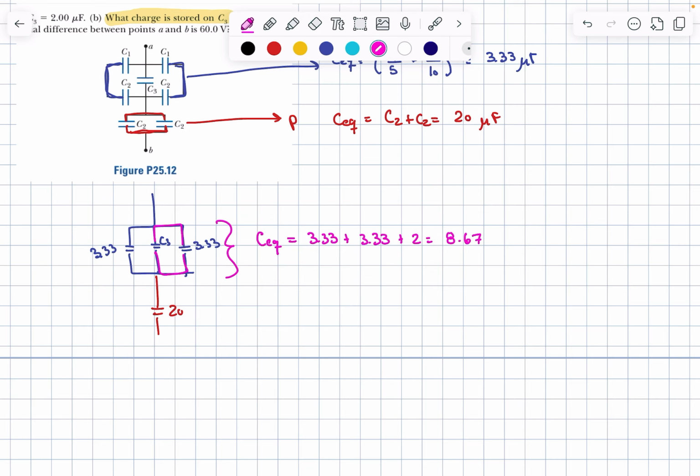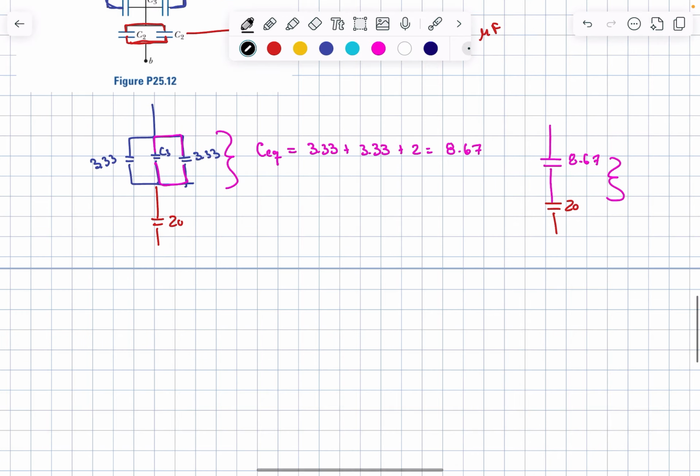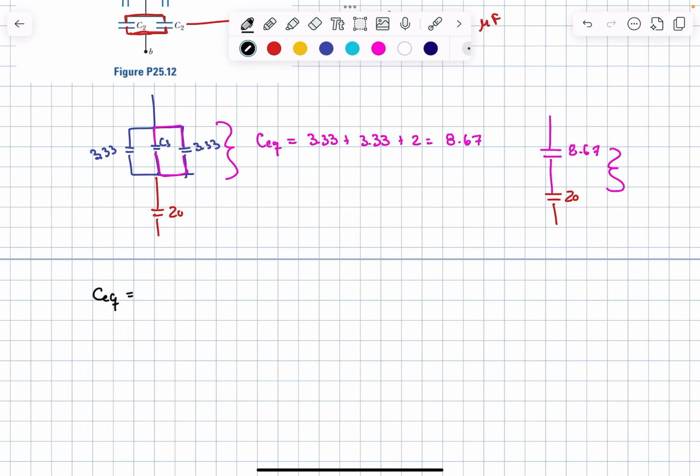And then I have this situation where I have 1 capacitor like this, that's 8.67, and then I have 1 capacitor like this, that is 20. I can just add that here, so this is 20, 8.67. These guys are in series, so we can add them up as such. The final equivalent capacitance is going to be equal to 1 divided by 20 plus 1 divided by 8.67, to the negative 1, which is equal to 6.05 microfarads. So that's our answer for A.